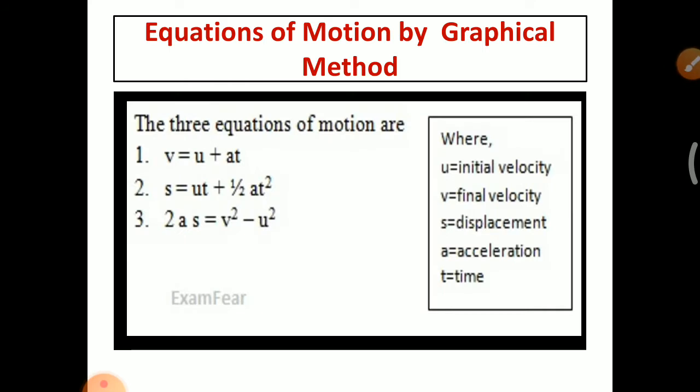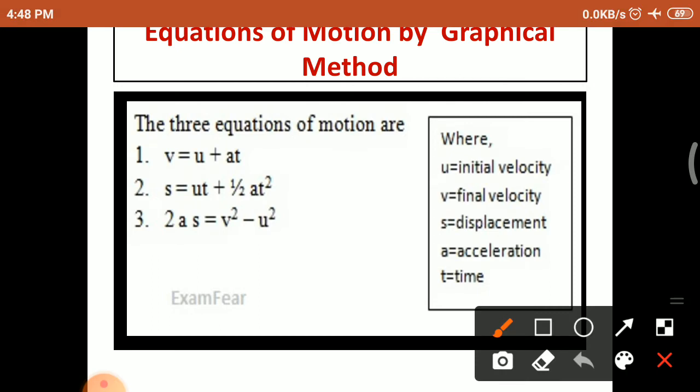The next, equations of motion by graphical method. There are three equations. One is v equal to u plus at, and another one is s equal to ut plus half at square. The third one, 2as equal to v square minus u square. In the last class we derived the first equation of motion, v equal to u plus at. Now we are going to derive equation number 2 and 3.